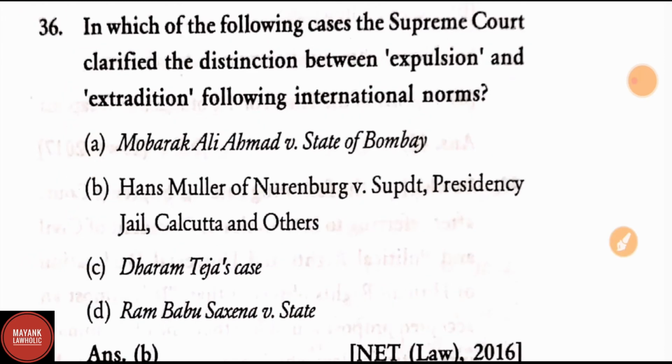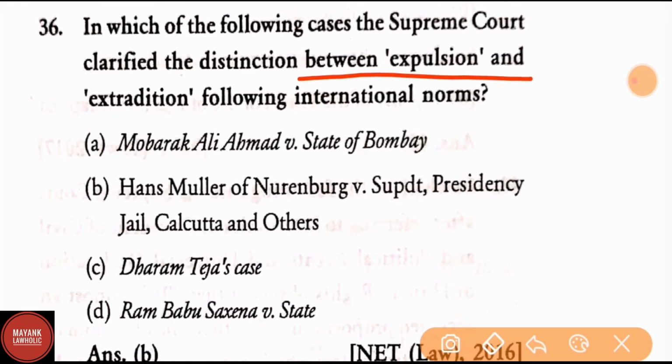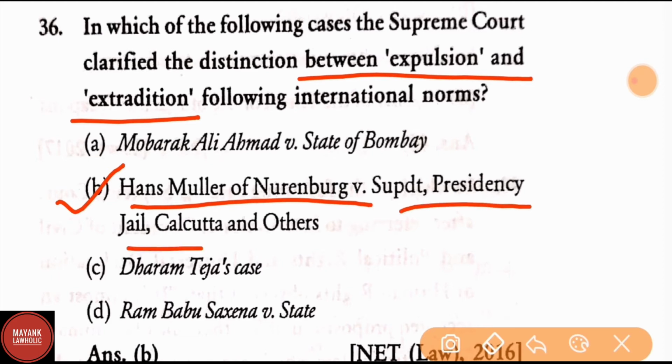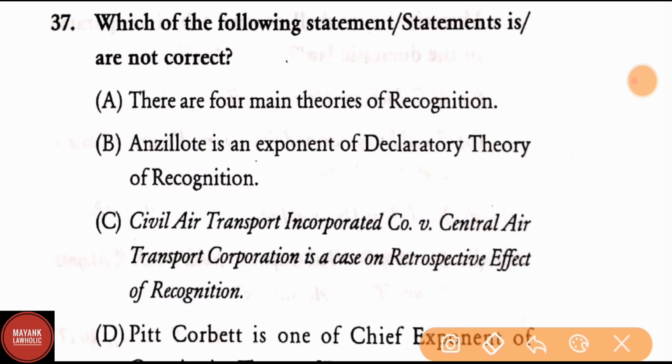Question number 36. In which of the following cases the Supreme Court clarified the distinction between expulsion and extradition following international norms? It was held in the leading case of Hans Muller of Nuremberg versus Superintendent, Presidency Jail, Calcutta and others. Question number 37. In which one of the following statement or statements is not correct?